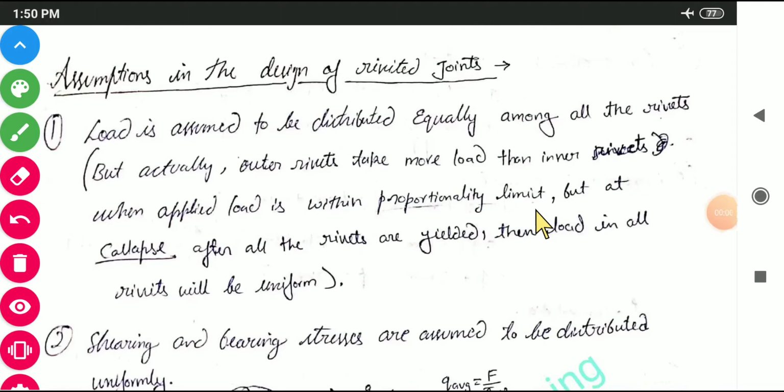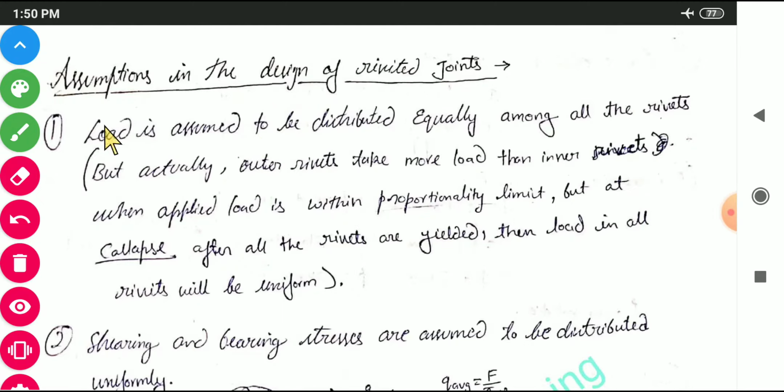Everyone, I am Samir Verma and this is the third lecture in the series on design of steel structures. Today we will be discussing assumptions in the design of riveted joints, and we will also be discussing the strength of various types of joints, basically the riveted joints. So let us start with the assumptions taken in the design of riveted joints.